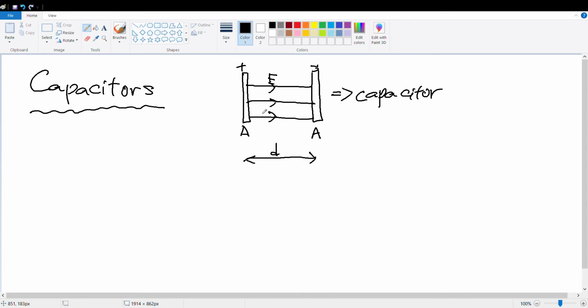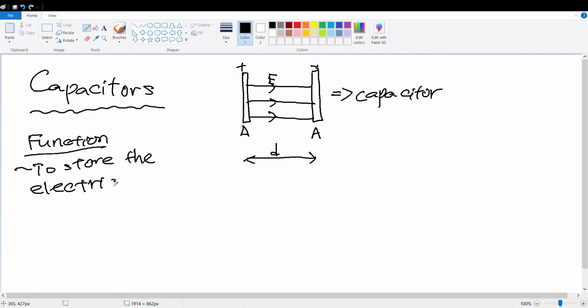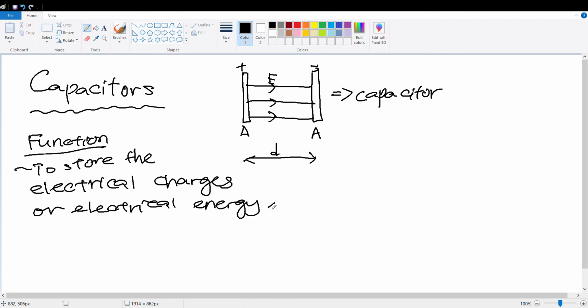So what is the function of a capacitor? The function of the capacitor is to store the electrical energy, electrical charges, or electrical energy. So this is the function for the capacitor.